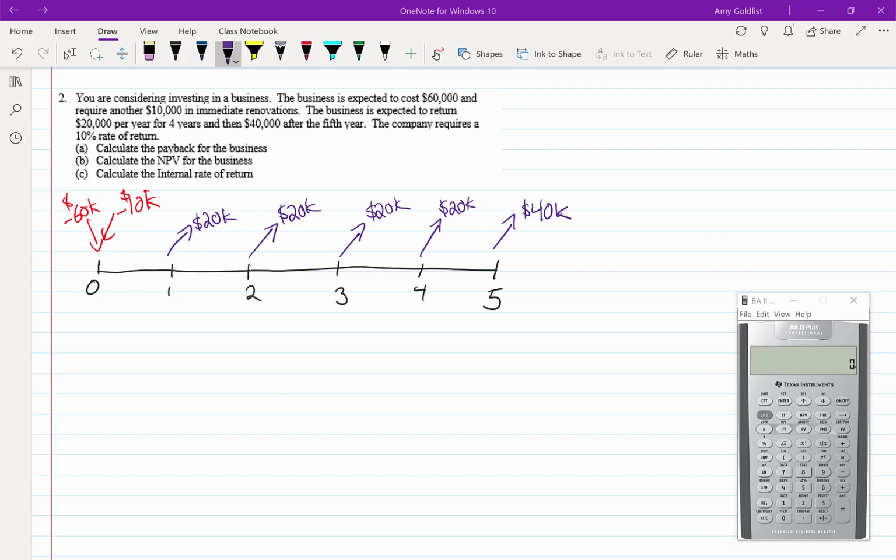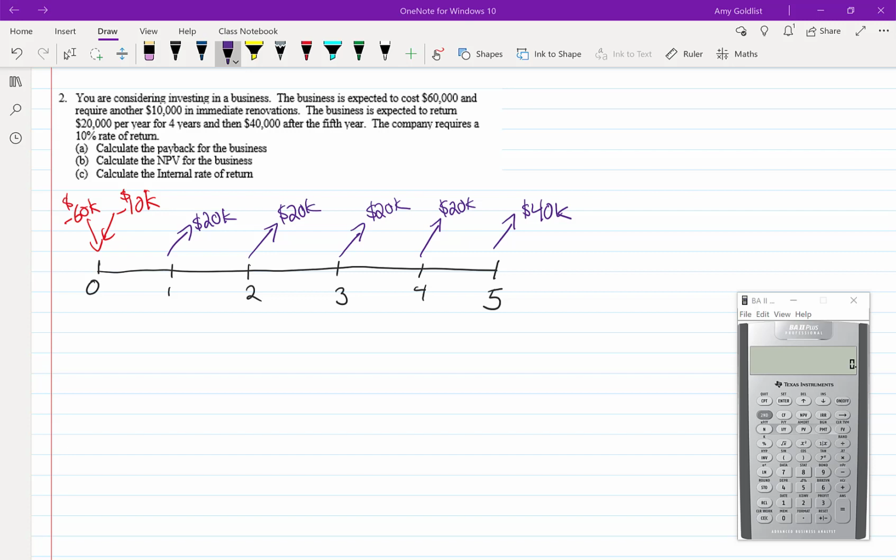Let's do it again. You're considering investing in a business. The business is expected to cost $60,000 and require another $10,000 in immediate renovations. The business is expected to return $20,000 per year for 4 years and then $40,000 after the 5th year. The company requires a 10% rate of return. Calculate the payback for the business, the NPV for the business, and the internal rate of return.